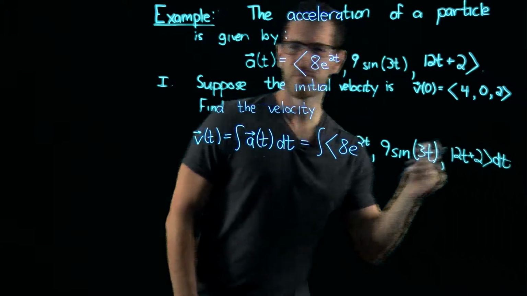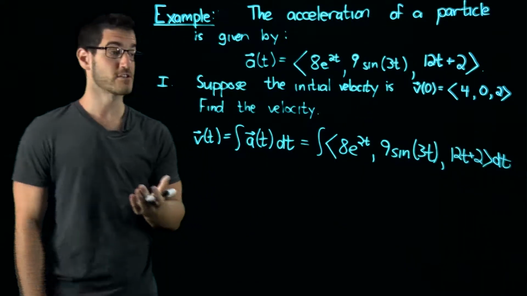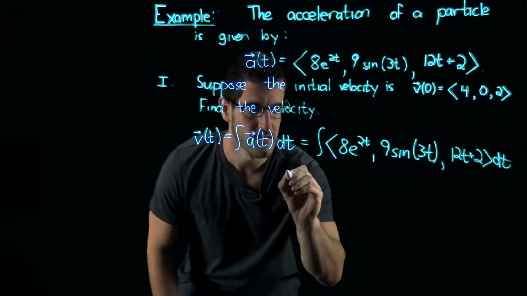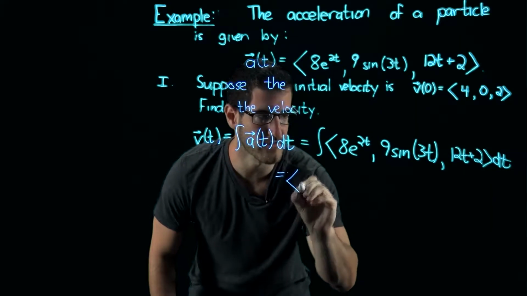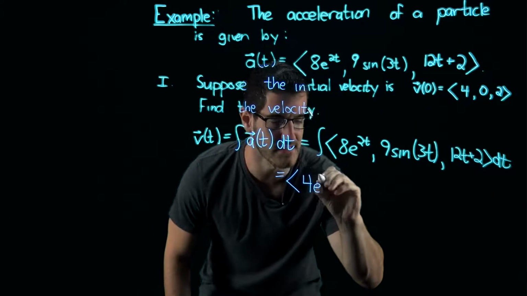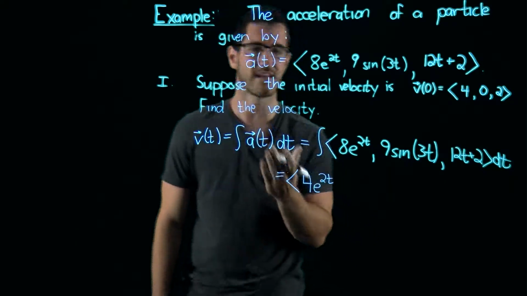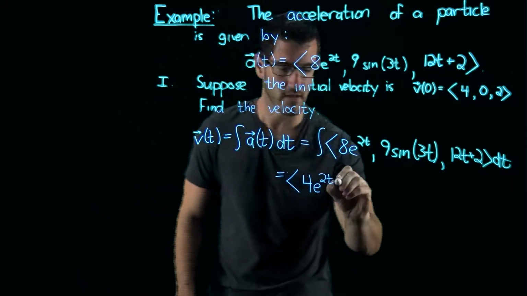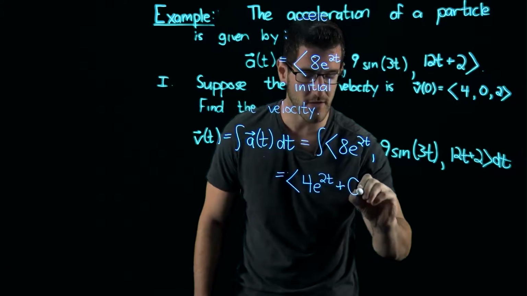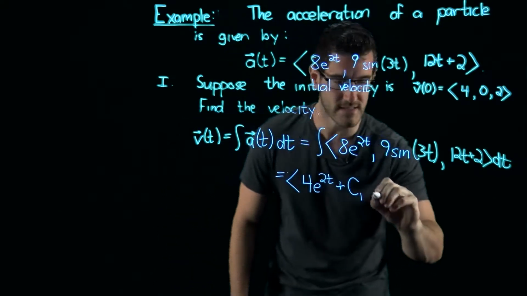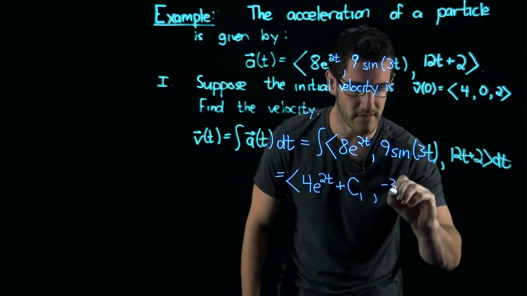So how do we do that? Well, we just antidifferentiate each component separately. And the thing that you have to remember when you do this is that you're treating each component as a separate problem, really. You get a constant every time you integrate, and you get 3 separate constants here, one for each component.